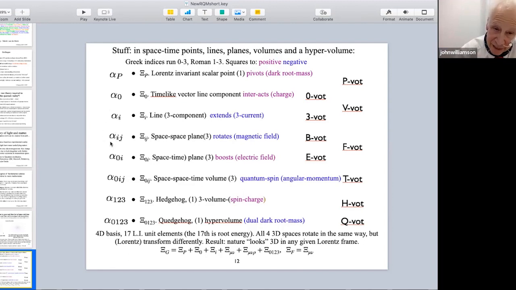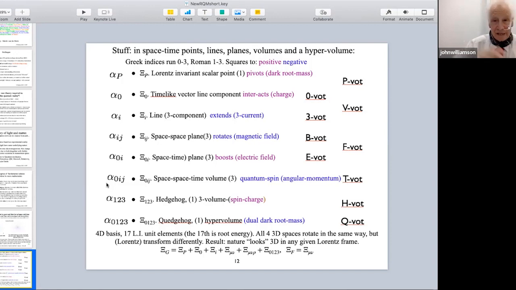Anyway, here's the three of space. Here's the three of space-time. But there's another three. The other three is the set that has one component missing: alpha zero ij. So that's missing the K: 012, 023, 031. These are elements of quantum spin.